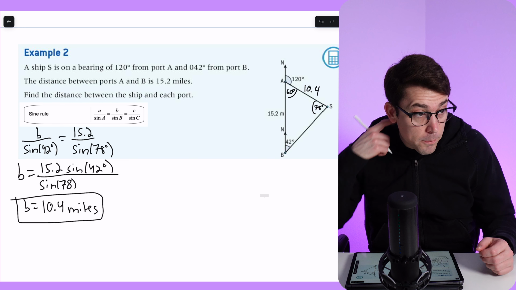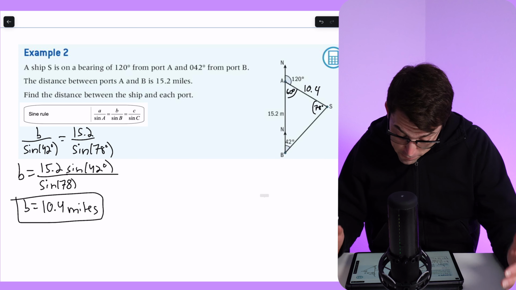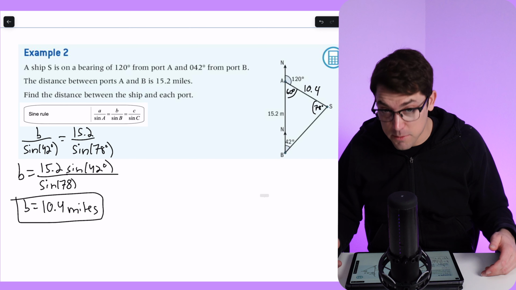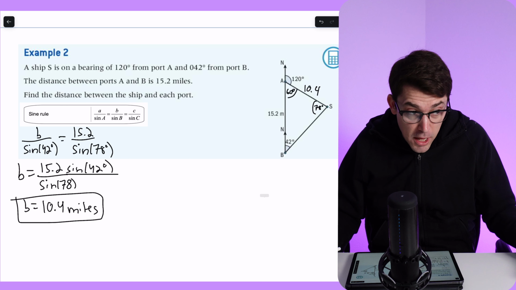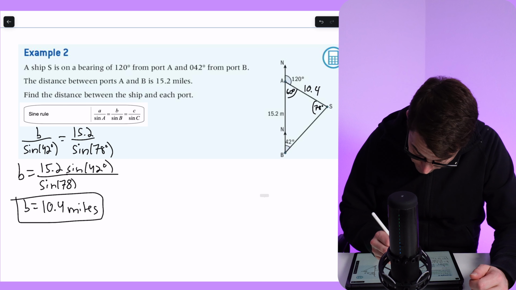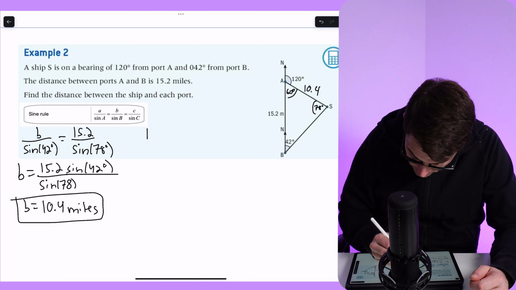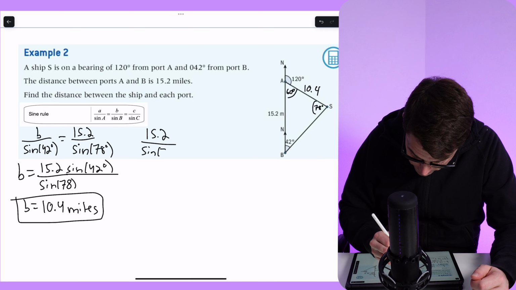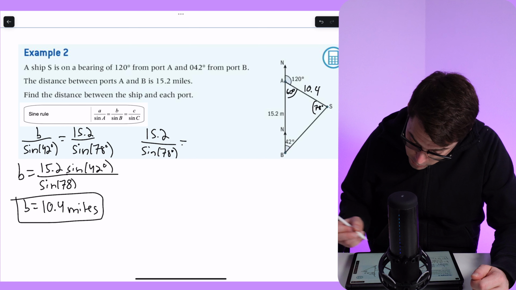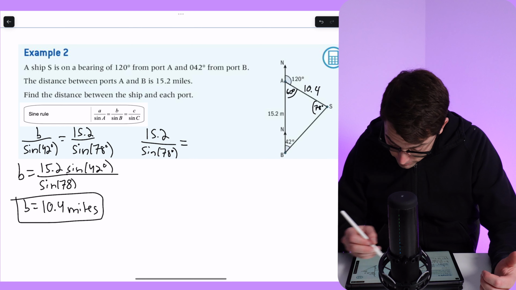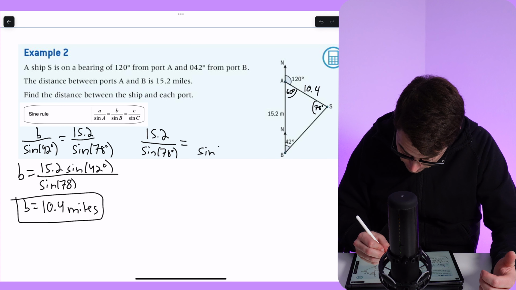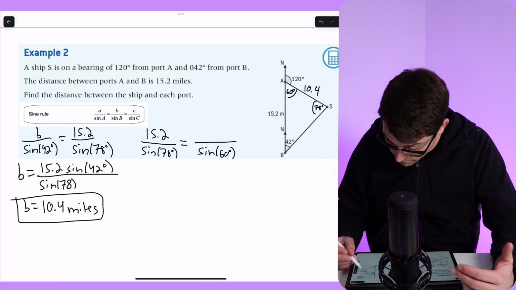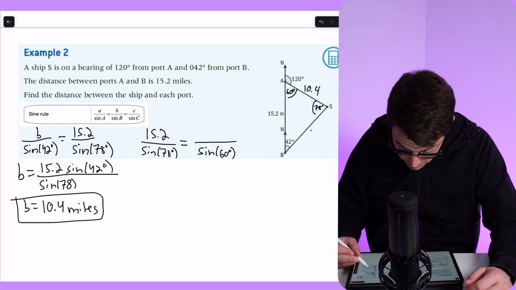Now that I have those measurements, solving for A actually becomes slightly open-ended. I could use a lot of different ones, but I'll go ahead and keep 15.2 here. So I know that I have 15.2 all over the sine of 78 degrees, and I'm going to equate that to, well, I need the sine of 60 all over whatever this is. Let's call this little a.